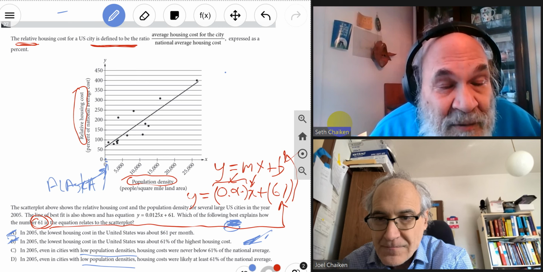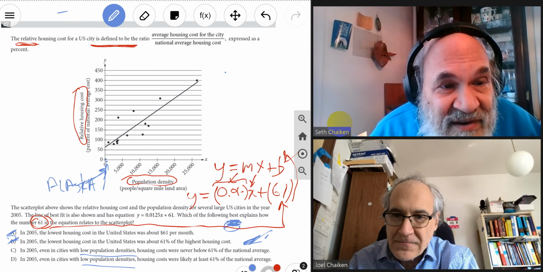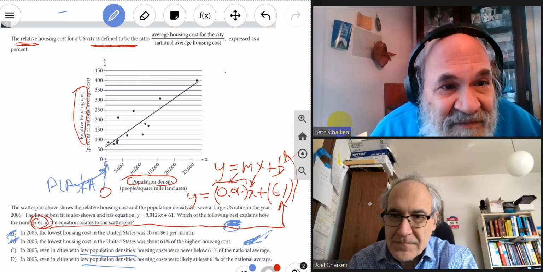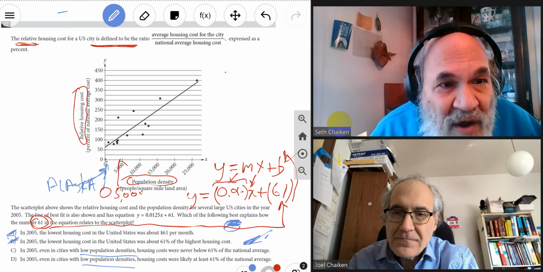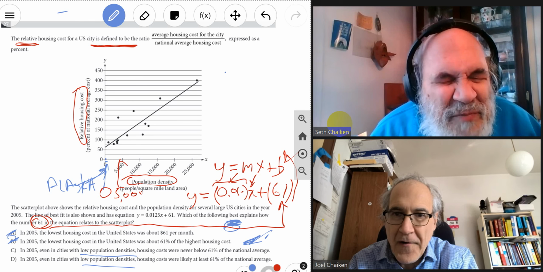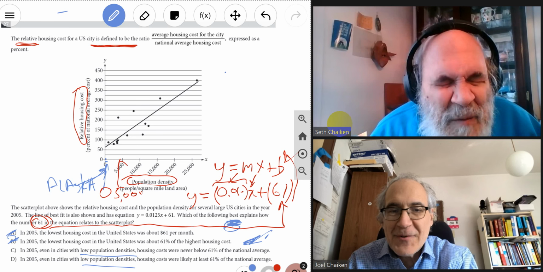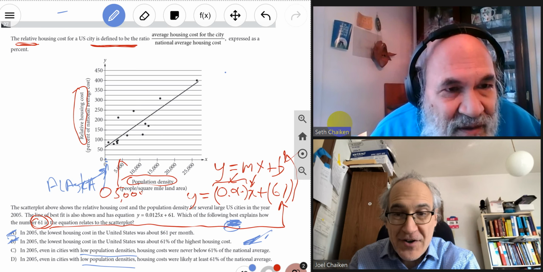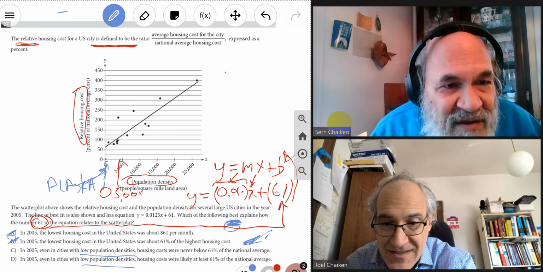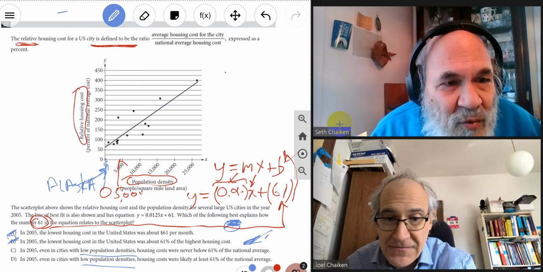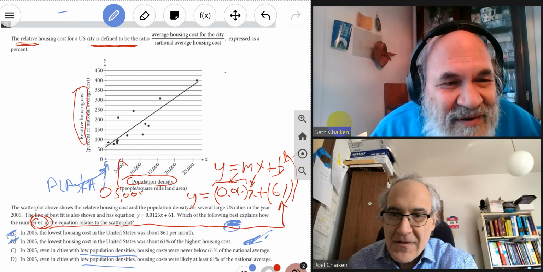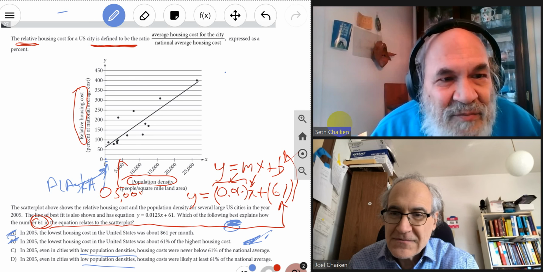Look at the scale here. This is 0, and this is 5,000. One person per square mile is completely indistinguishable from 0 in this graph. So we know we're in that part of the graph. Well, what is the x value where this arrow points? And what is the y value where this arrow points?